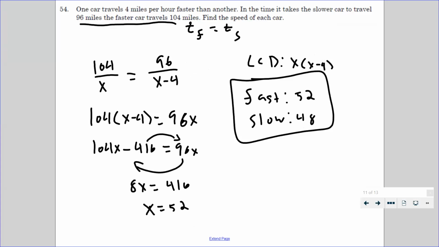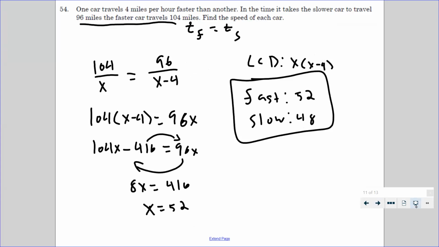Any questions about that? Perfect. Could you also have done 104 over X plus 4 equals 96 over X? Yeah, you can do it that way too, because you're saying the exact same thing.